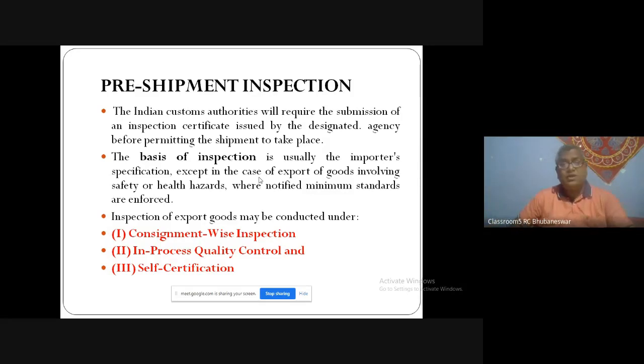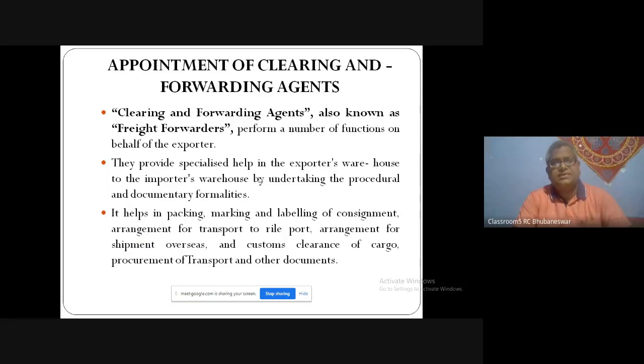But before that, I have already discussed the particulars of a mate receipt. But here the discussion point is inspection: what type of safety, health, good quality, minimum standard should be enforced. It can be divided into three parts: consignment wise, in-process quality wise, and self-satisfaction. But in such a scenario, one agent is required.